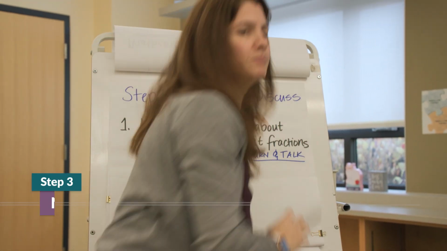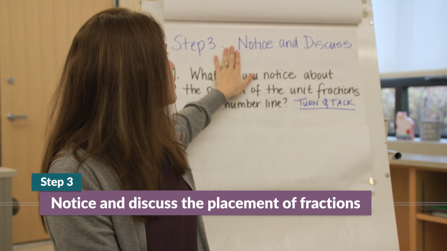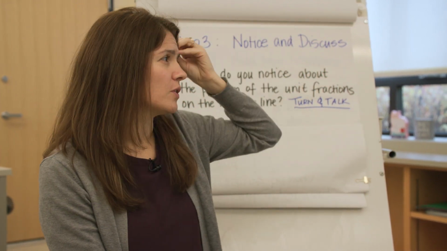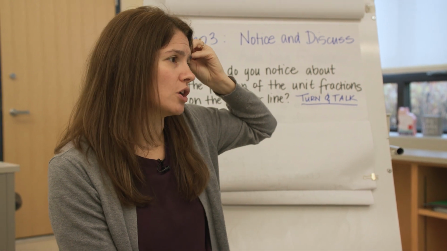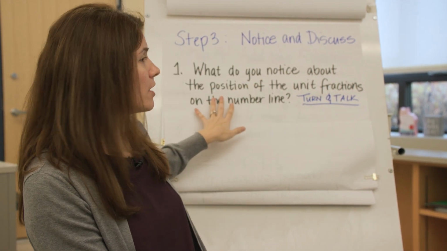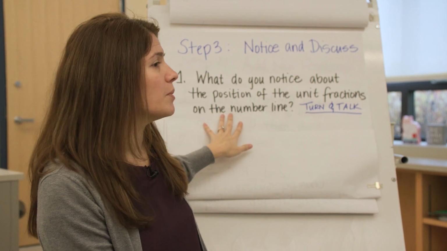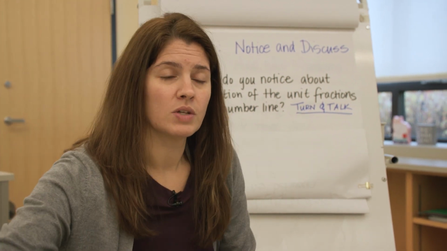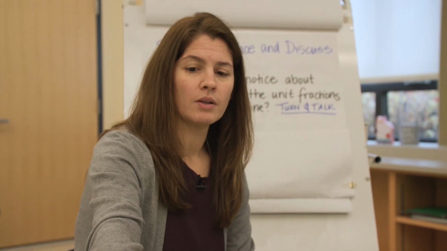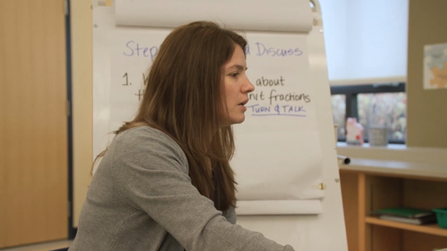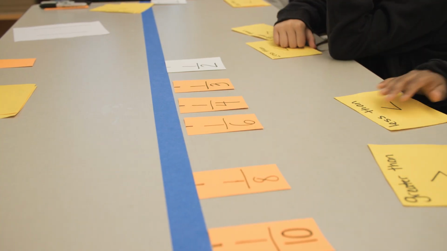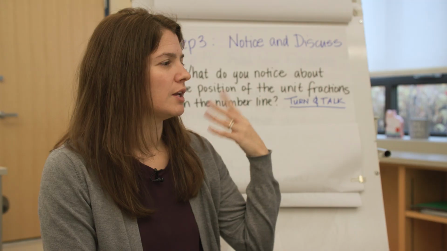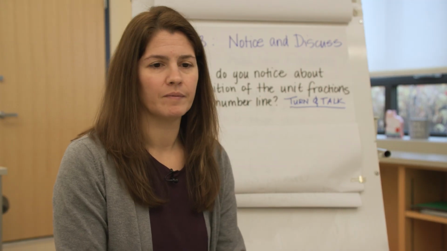And we're going to take a moment to notice and discuss. So we're going to be taking about 30 seconds to think in our heads, and then we're going to turn and talk to a partner, and I'm going to ask you to think about, what do you notice about the position of the unit fractions on the number line? So take 30 seconds to look at where we put all of our fractions on a number line, and I'd like you to think about what you notice. And give me a thumbs up when you have an idea or two in your head.